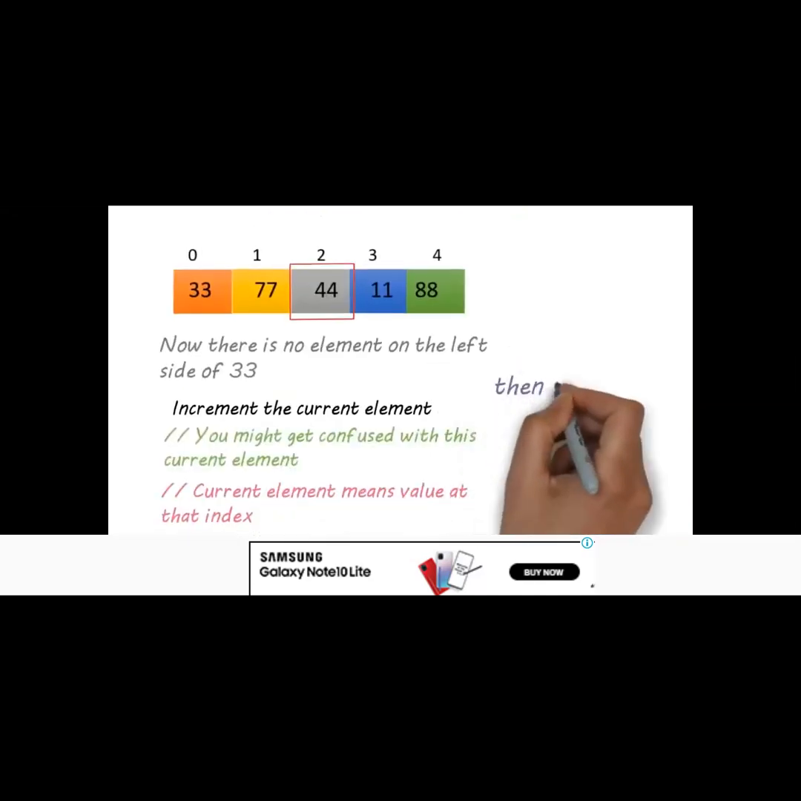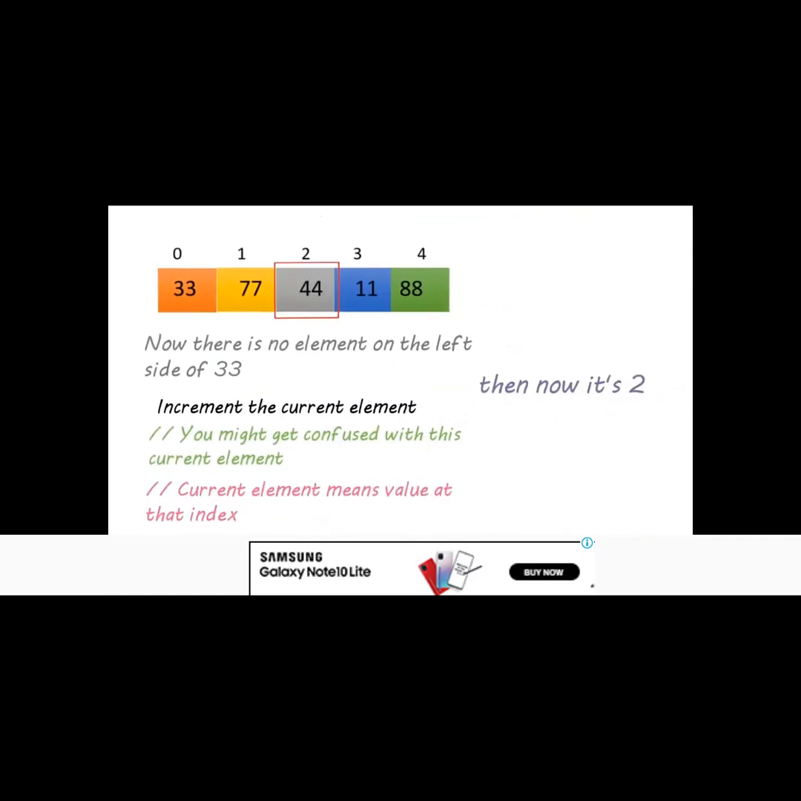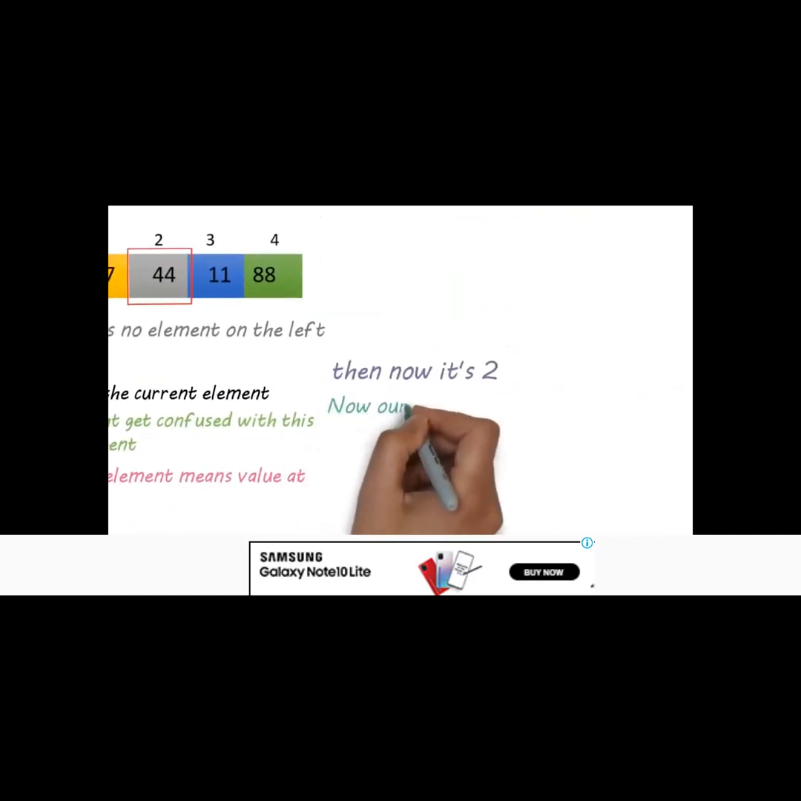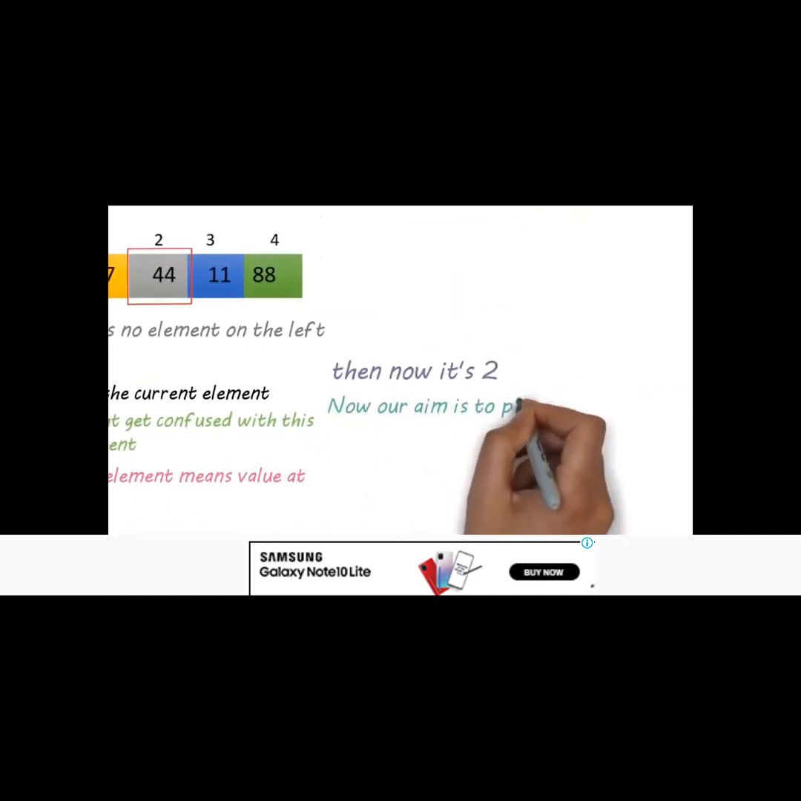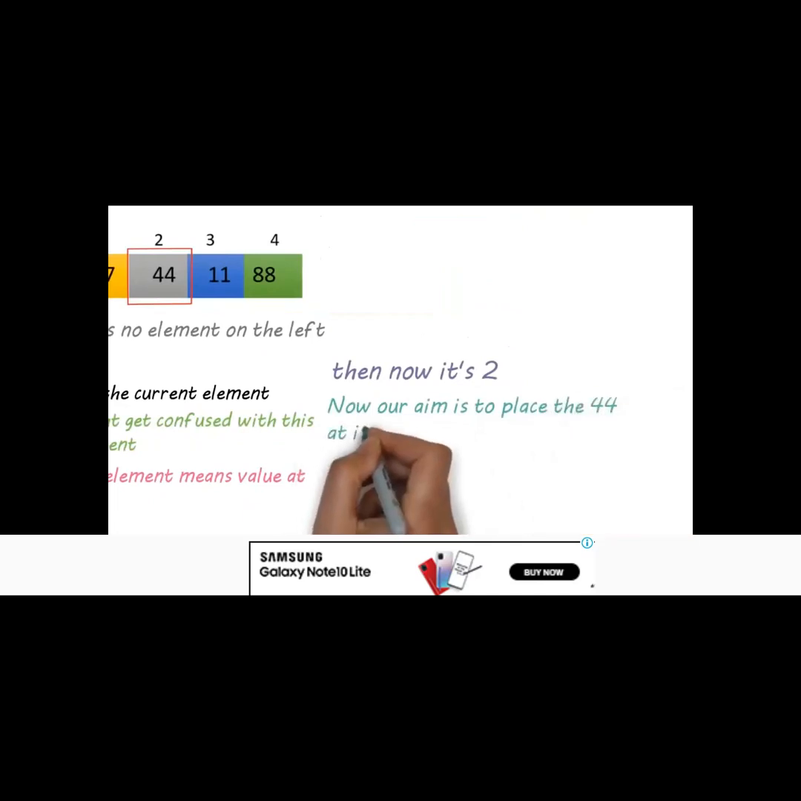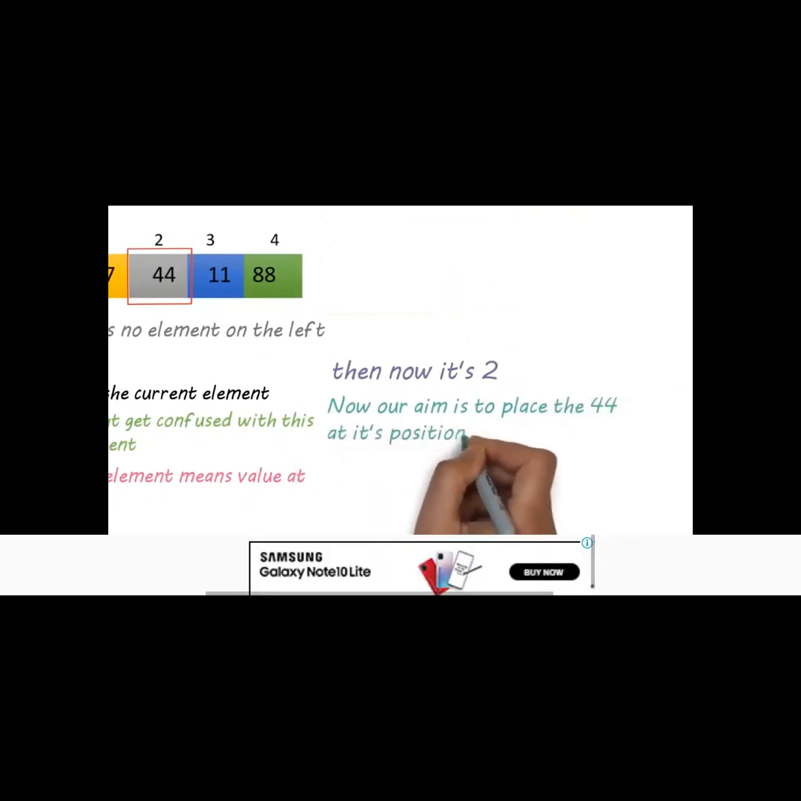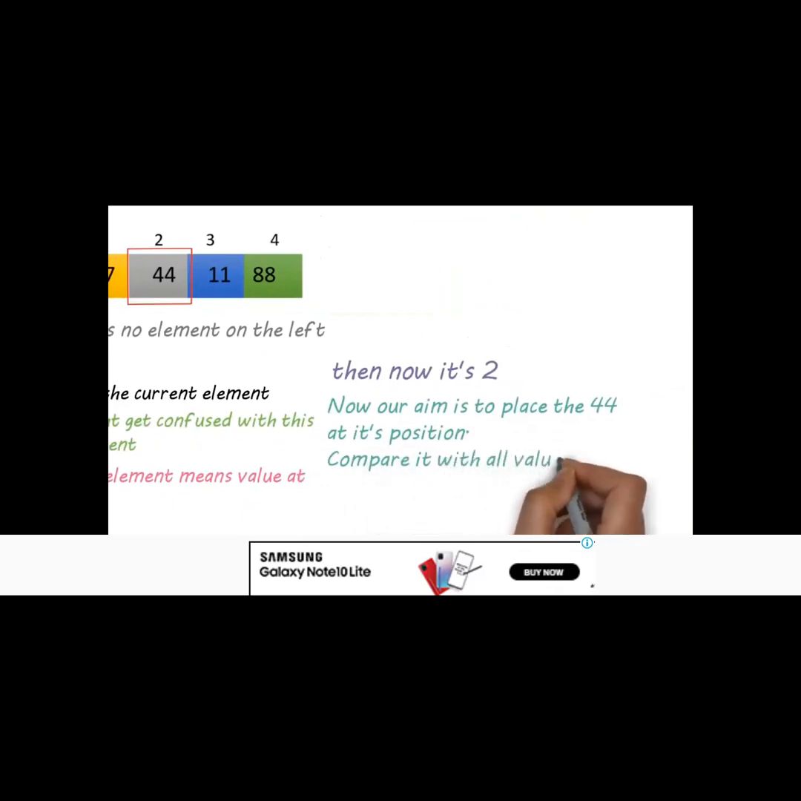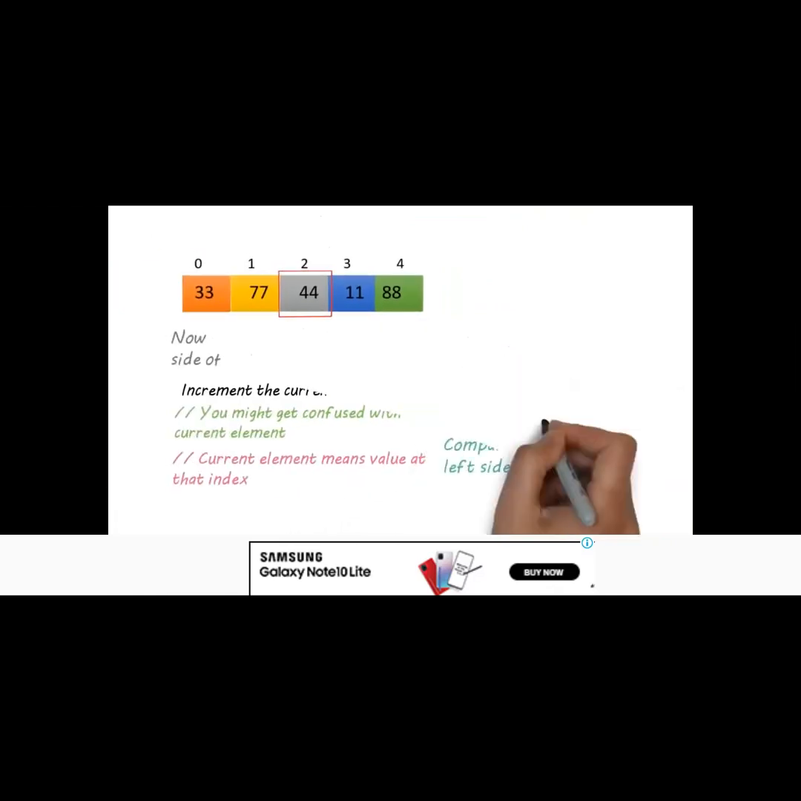Can you understand this one? Yes, sir. Okay. Now, the index is 2. That's why the insertion is: we want to place the element in the right position or right place. For that, we need to compare with all the left side elements.